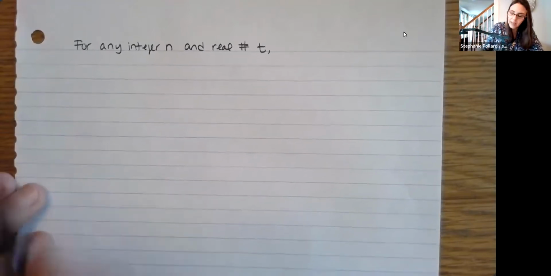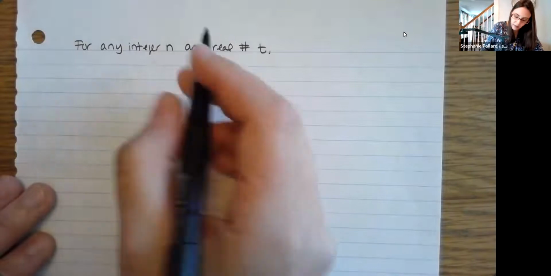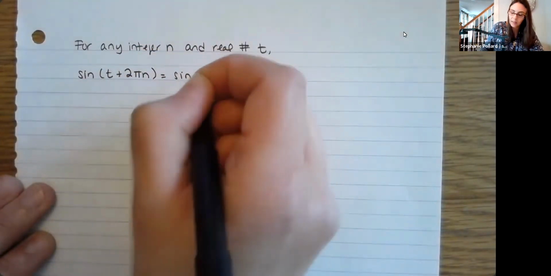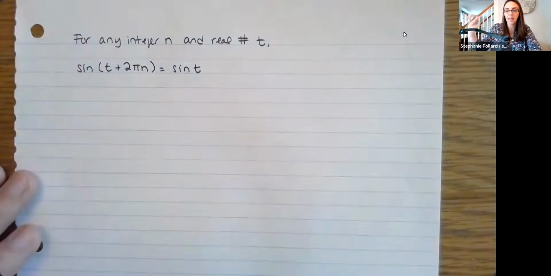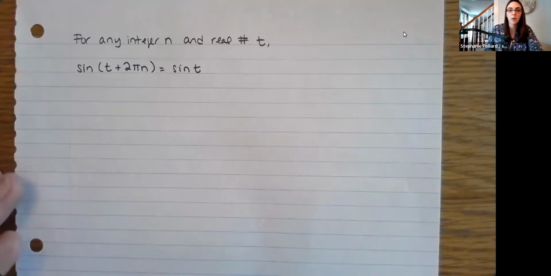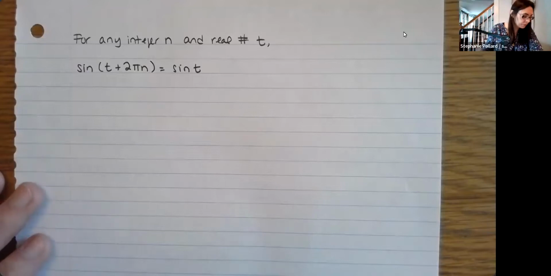So for any integer n and real number t, sine of t plus 2 pi n is still equal to sine of t, meaning that no matter how many 2 pi's you can take out, or that you go around the circle over and over again, it doesn't matter. You can keep removing those because it's all periodic. It's all bringing you back to the same answer.